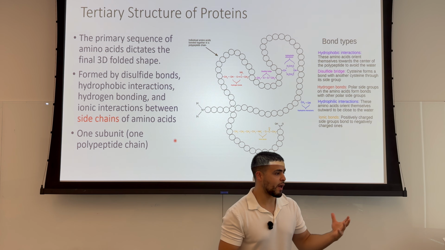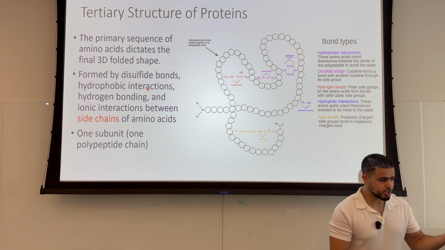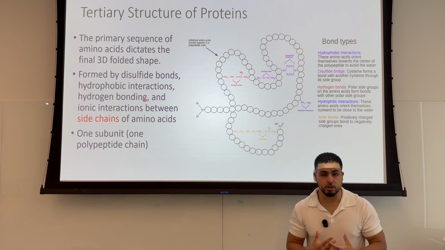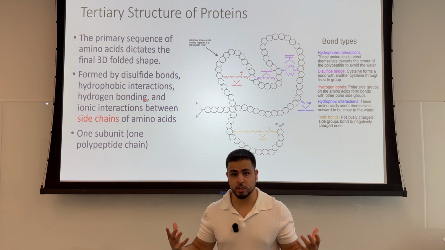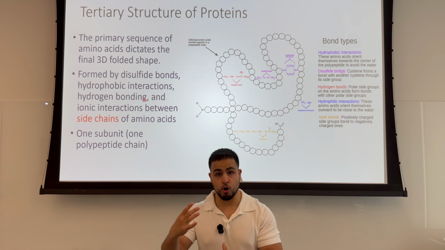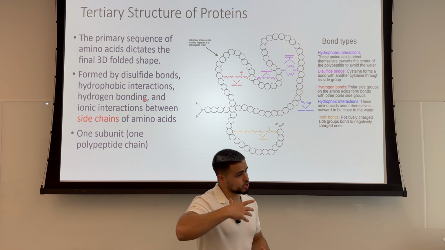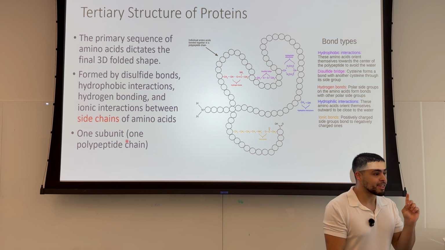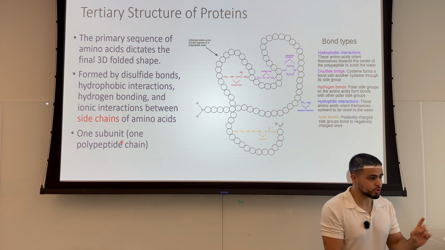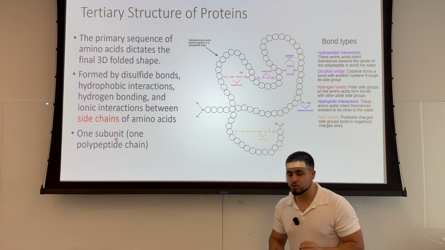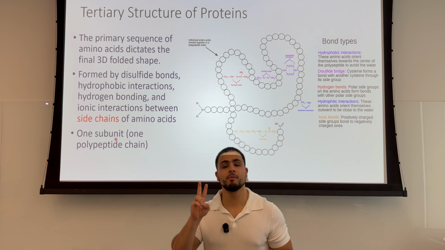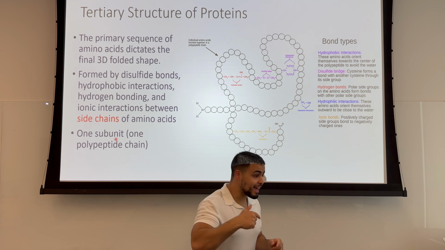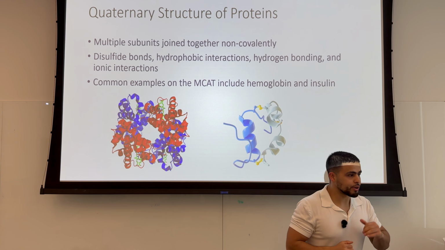Or, for example, if you have a bunch of cysteine residues, as we discussed in our amino acid slide deck, they will form disulfide bonds, and that will determine the 3D structure. Now, in reality, it's a combination of all of those. It just depends on which ones you have more of and which ones you have less of. Notably, the 3D structure in the tertiary structure of a protein is composed of one subunit or one polypeptide. If there's more than one polypeptide, then that is going to be a quaternary structure.